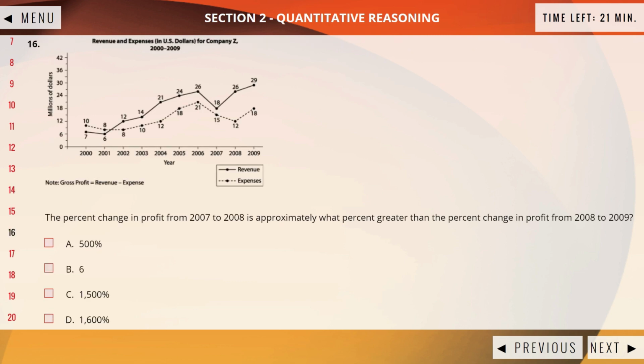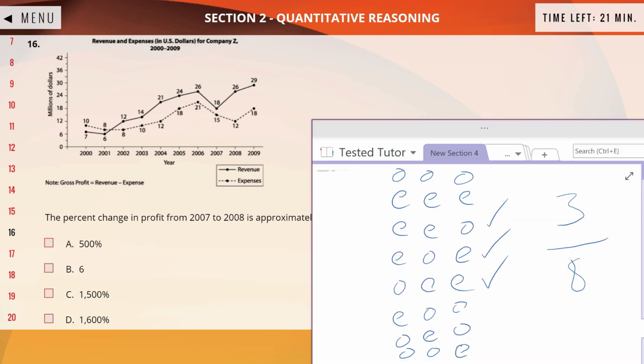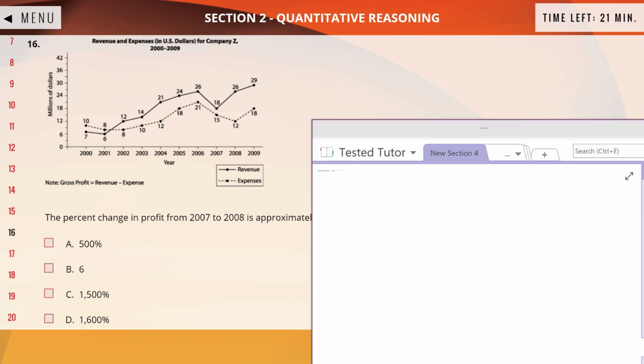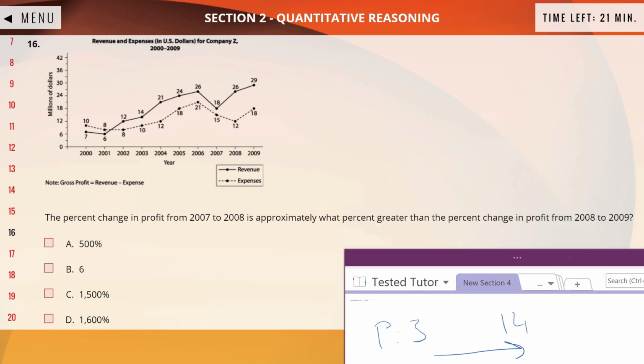The percent change in profit from 2007 to 2008. So revenue expenses. Okay, so they want us to minus expenses from revenue to work out the profit. Okay, that's fine. So in 2007, we have revenue of 18, expenses of 15, so profit of 3. And in 2008, the difference is 14. From 26 to 12 is 14. See if I can probably do this in my head actually.